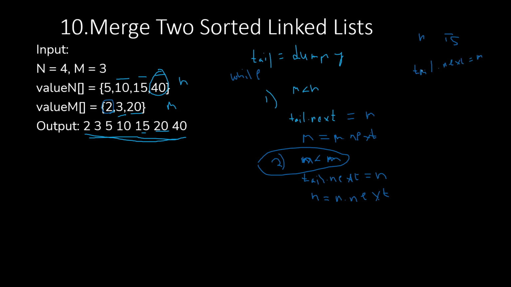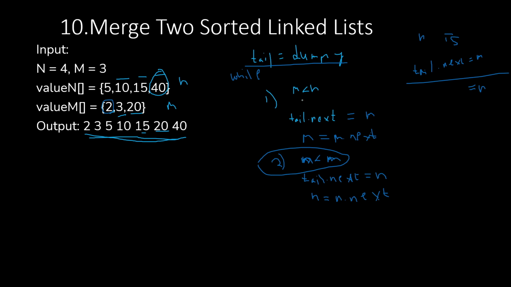In the other case, if m is empty, then only n values are remaining, there are no comparisons, only one linked list is remaining. In that case the same statement will be applied, instead of m we use n here. That's the only difference here. So this is the use of the dummy pointer.